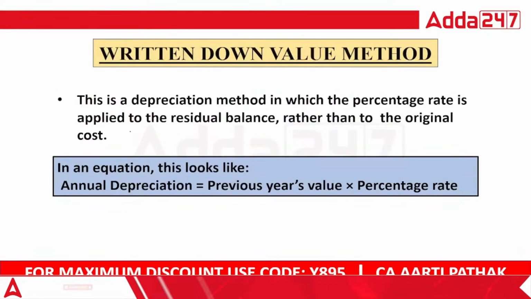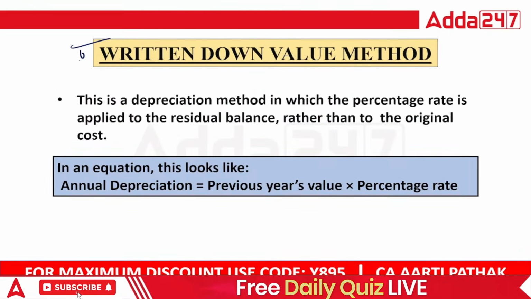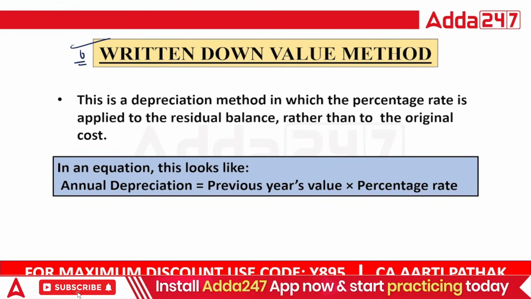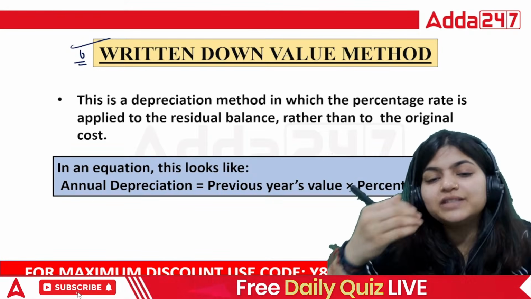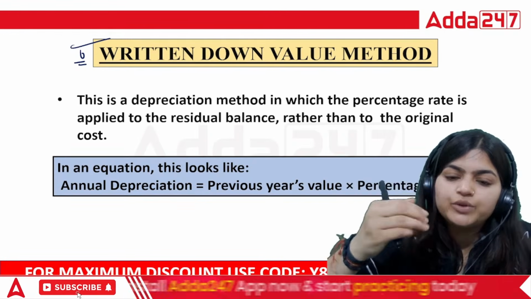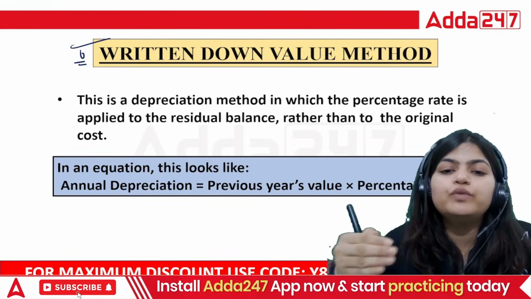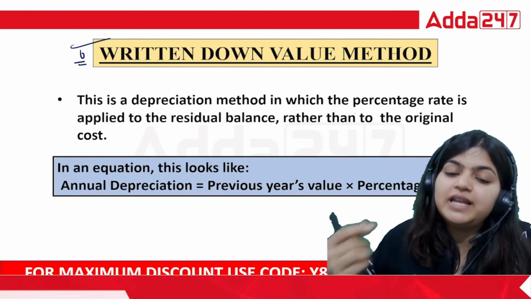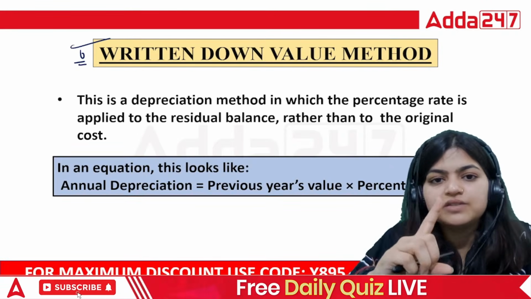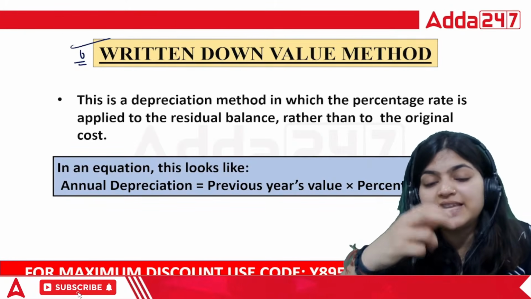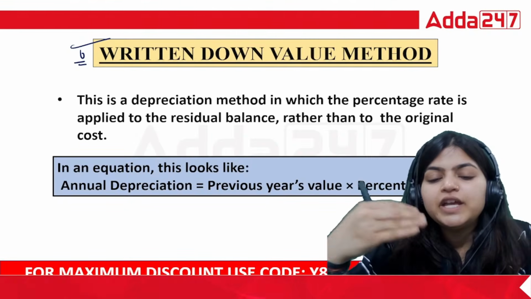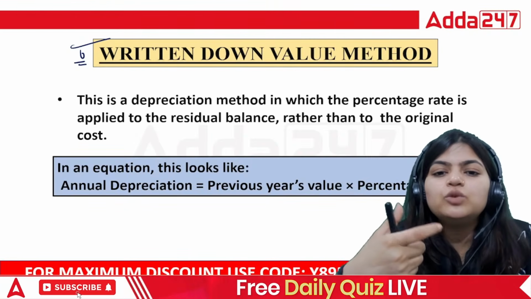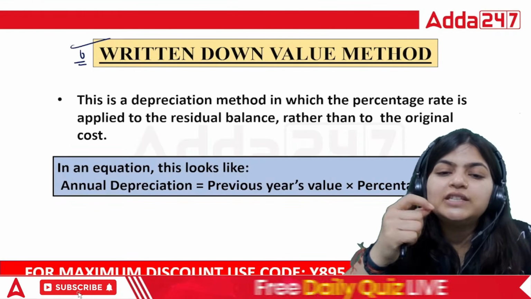Now, the next method is your WDV method. WDV method says that you will be charging depreciation over a period of time, and whatever value you are reducing, every year you will calculate the depreciation anew. Like in SLM, we calculate once and then charge that same amount of depreciation over the period. But under WDV, every year you need to calculate a new depreciation amount.